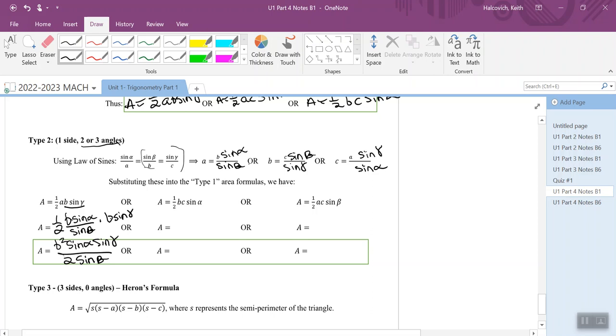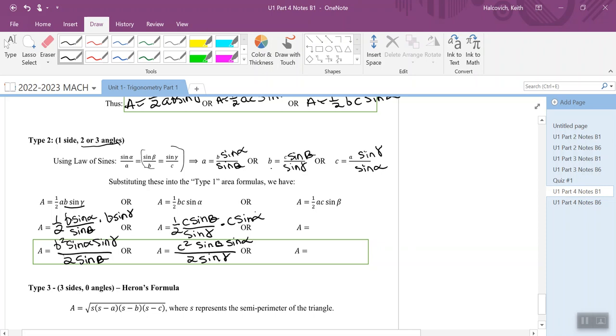And then here, if we do the same thing, but we substitute in for the B, we get 1/2 C sine beta over sine gamma times C sine alpha. And then notice this becomes C squared sine beta sine alpha over 2 sine gamma. So you should notice a pattern, depending upon which side you're given, how it works out.